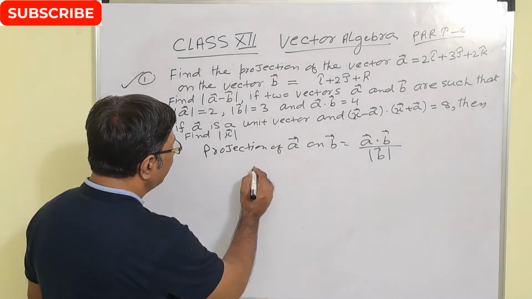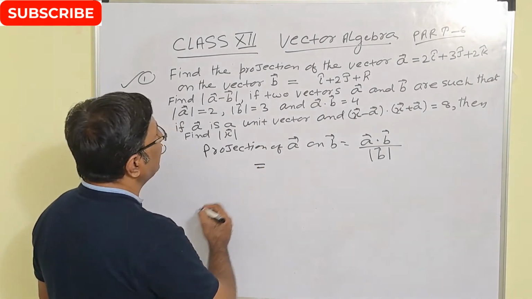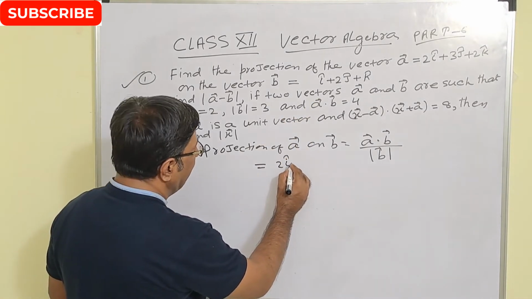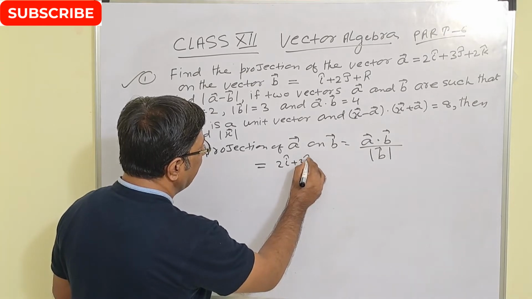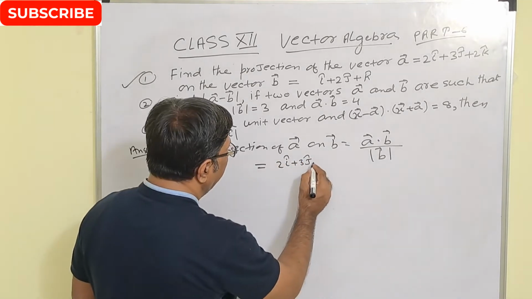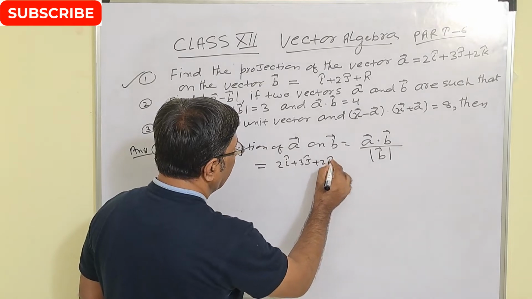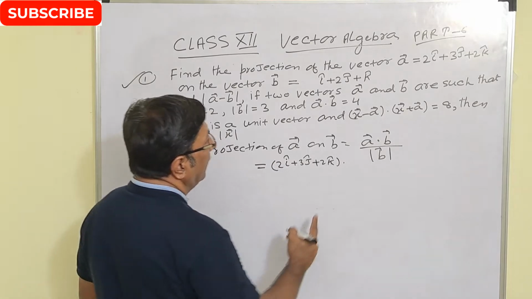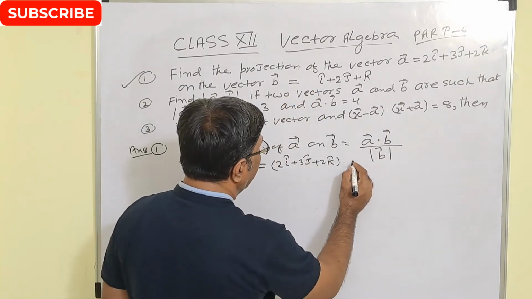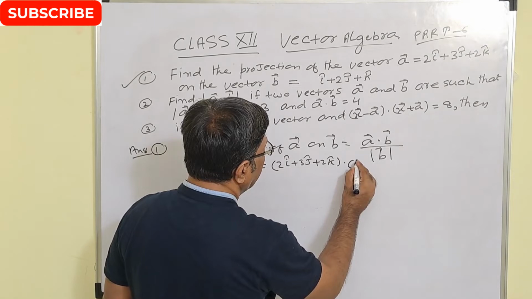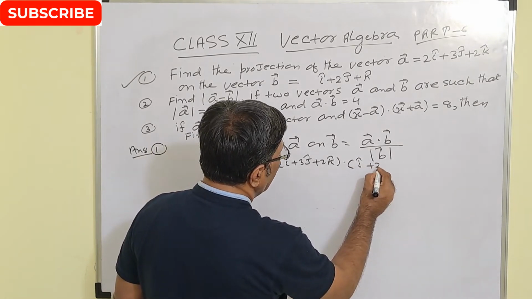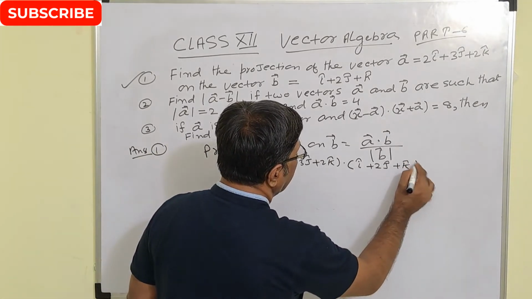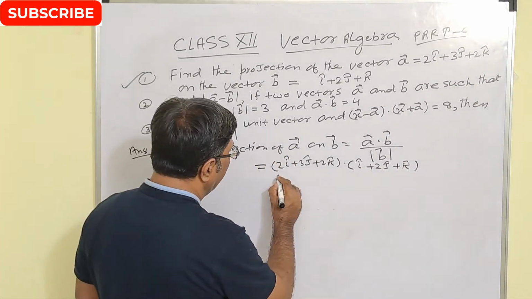तो चलो देखते हैं। a vector is given what? 2i, that is 2 unit vector i, plus 3j, 3 unit vector j, plus 2 unit vector k. This is the value of a. So this into dot product of what? b vector. So b vector is what? Unit vector i plus 2 into unit vector j plus unit vector k. So this is a vector dot b vector.